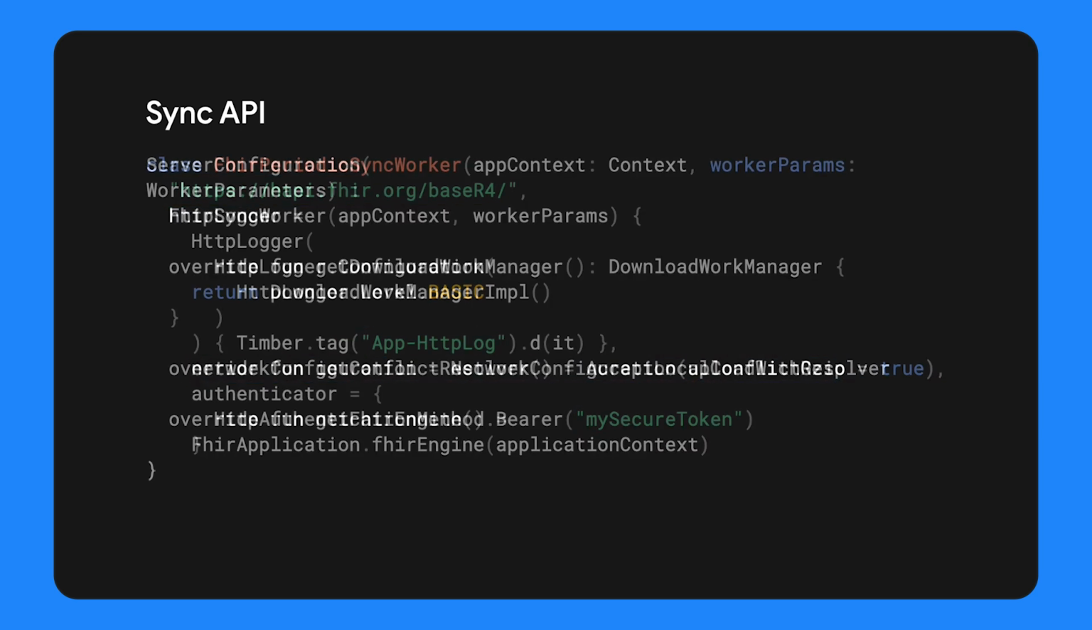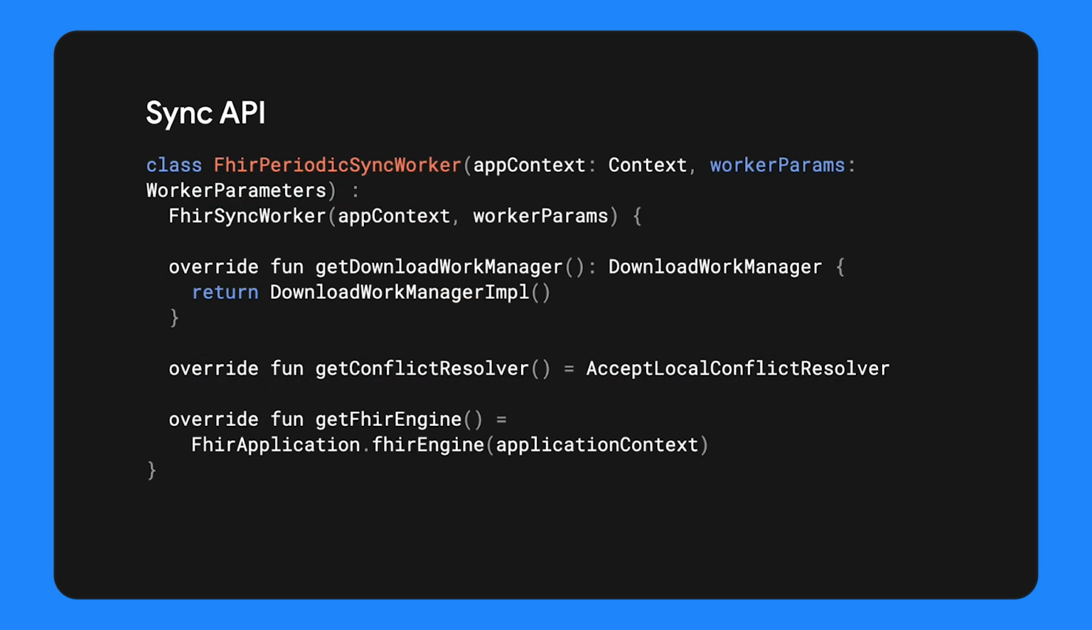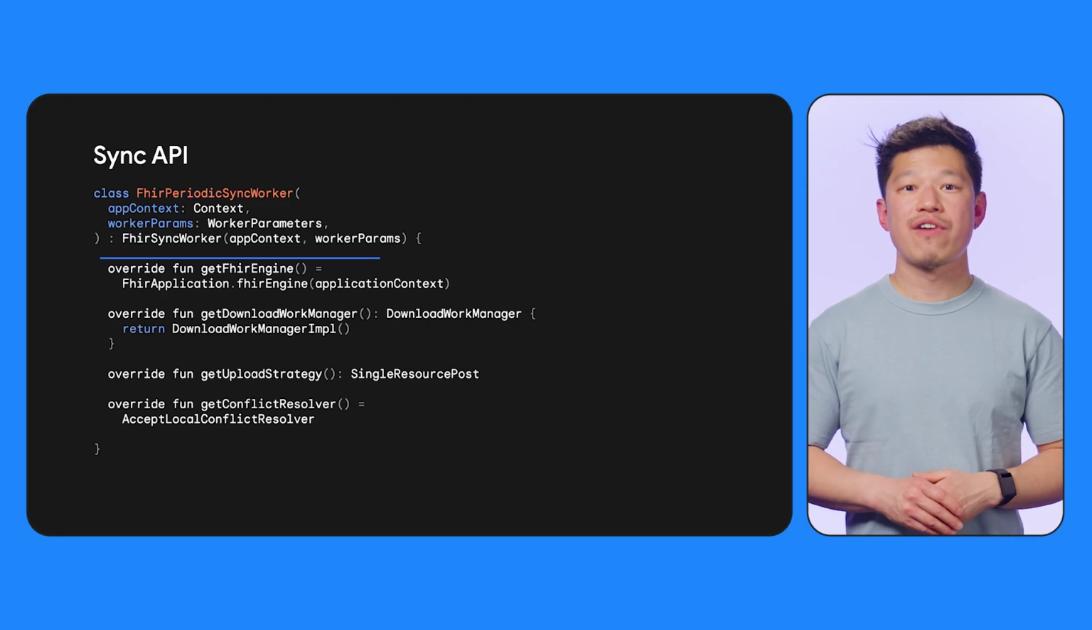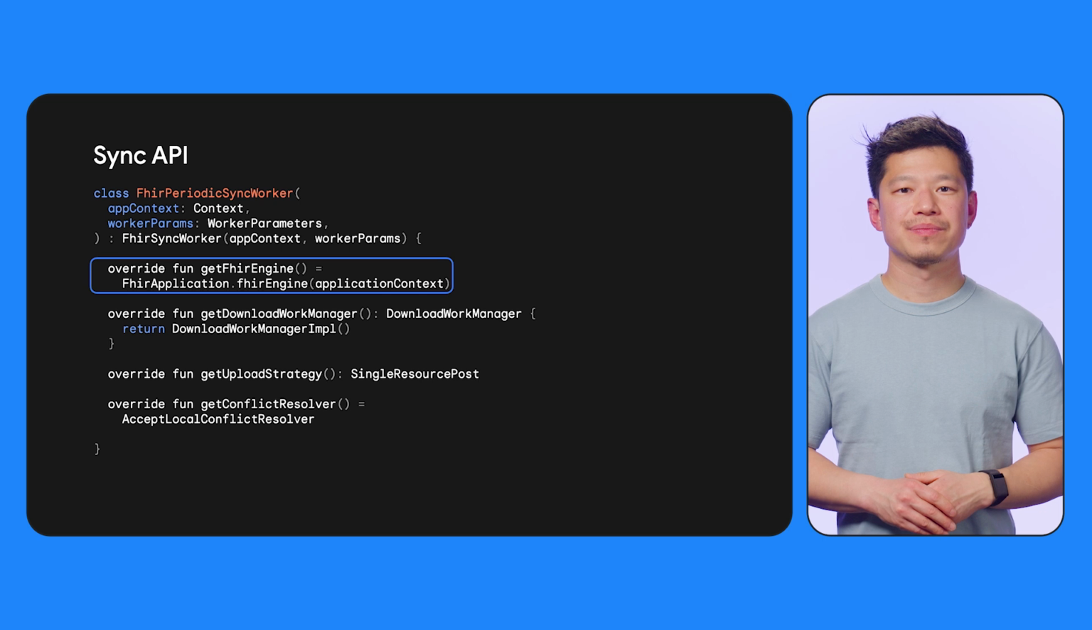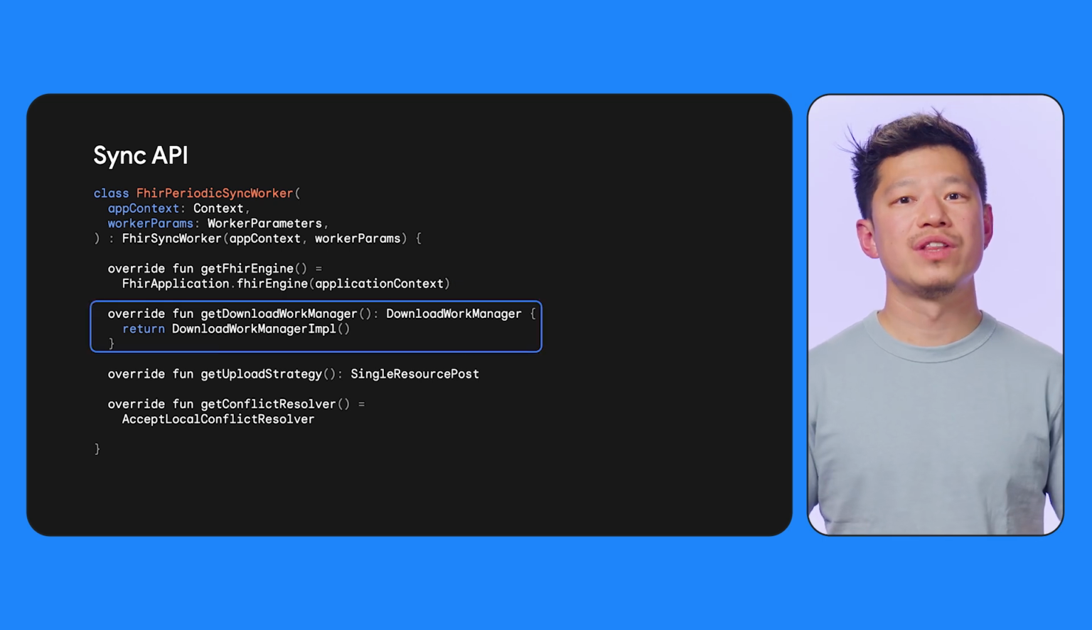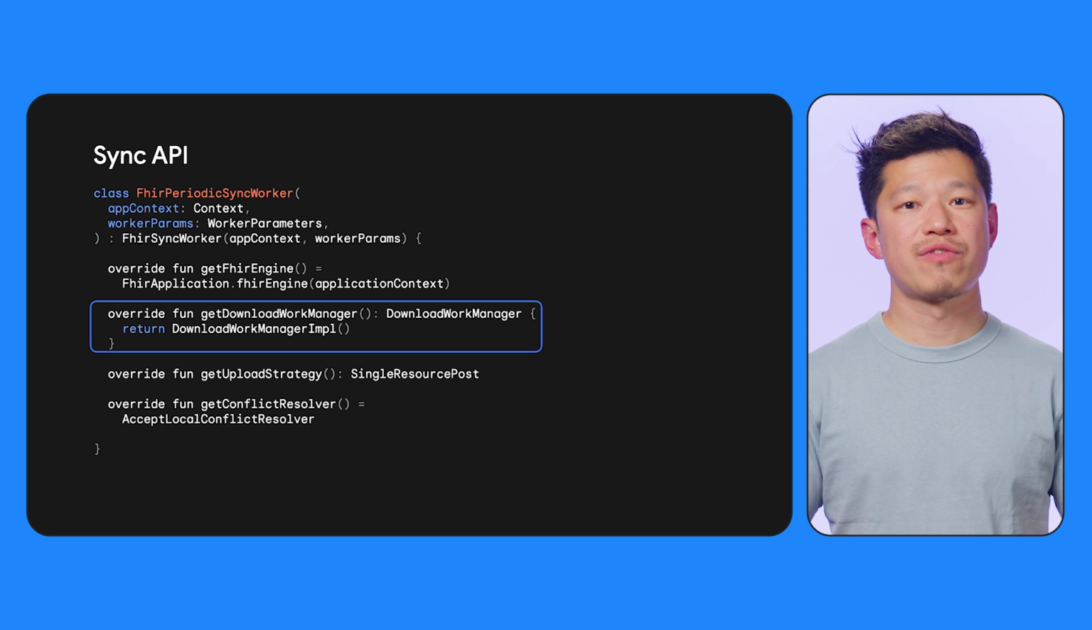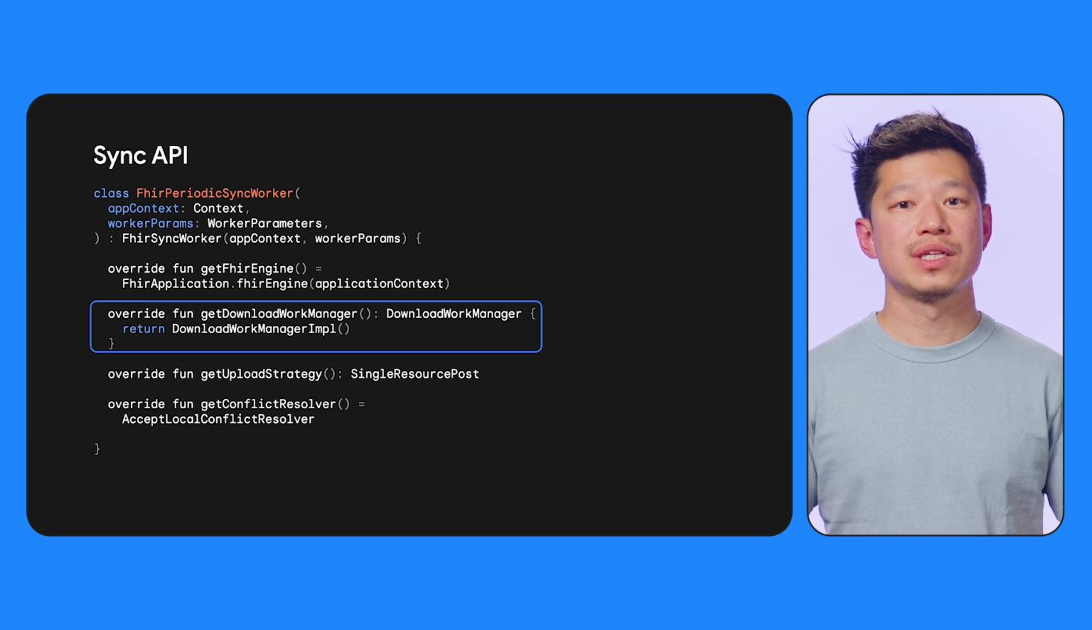To define your sync job, you need to implement the FHIR sync worker class and provide four components. First, the FHIR engine instance you have created. Second, your implementation of the download worker manager interface. This tells your sync job what to download from the server and how to handle the downloaded resources.